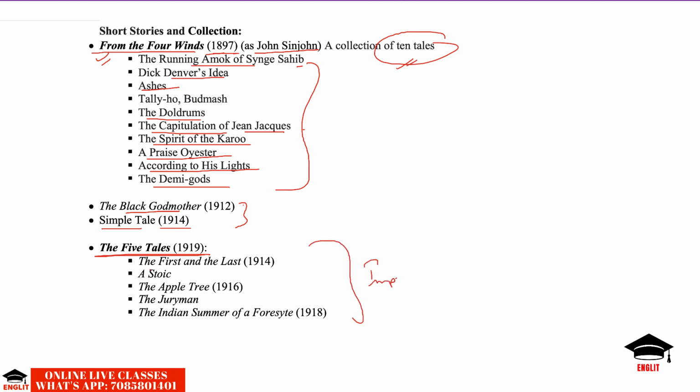This is important too. The first tale is The First and the Last, which was also a drama, now a short story. The Stoic, Apple Tree. Critics regard this short story to be the most important or best short story of Galsworthy. And here there is a repetition. Indian Summer of a Forsyte is an interlude that was in the Forsyte Saga, and here it is published as a short story in this collection, the 5 tales. So these were 5 tales.